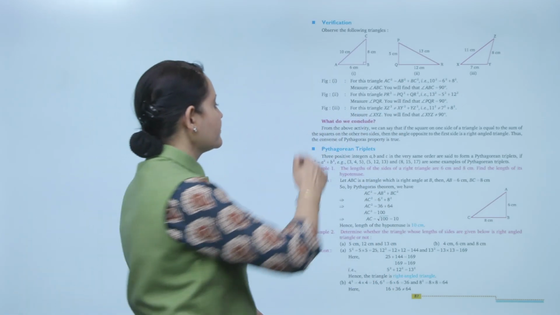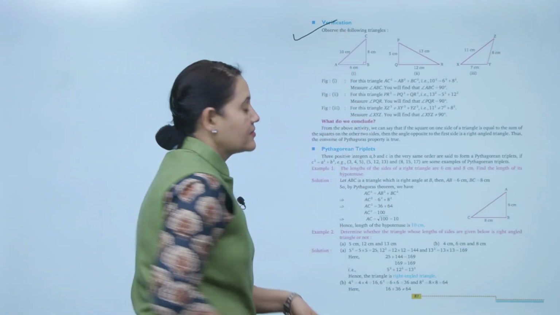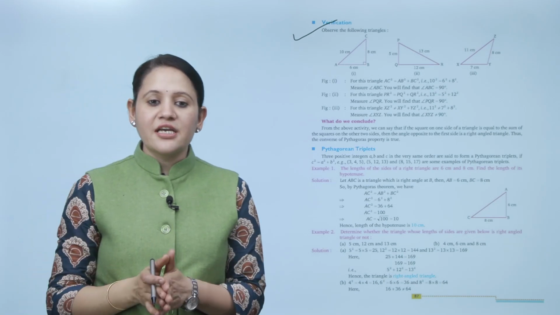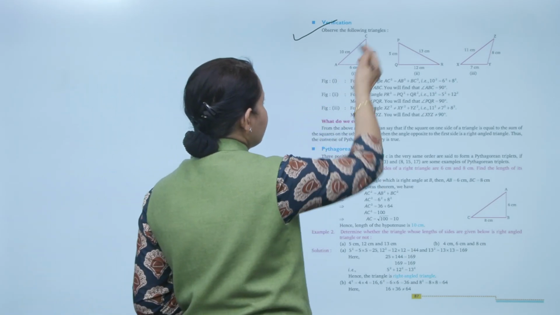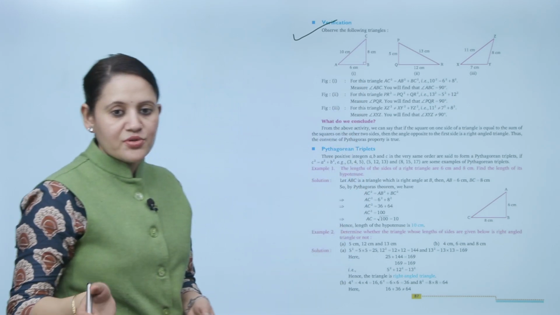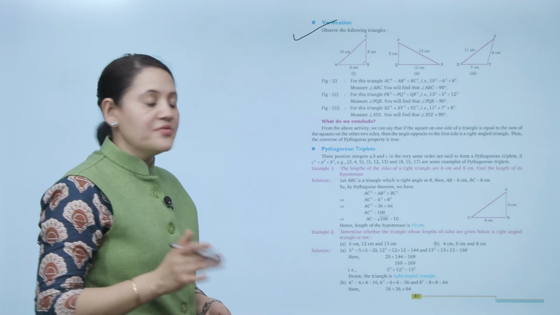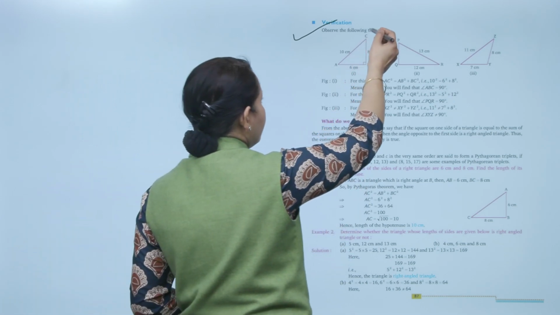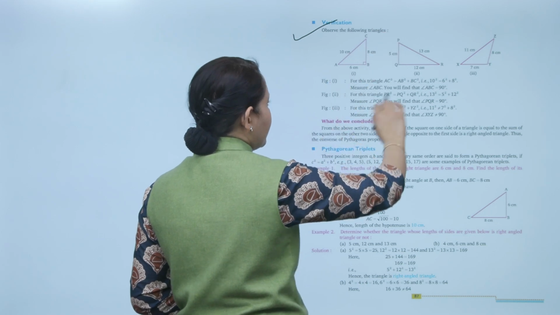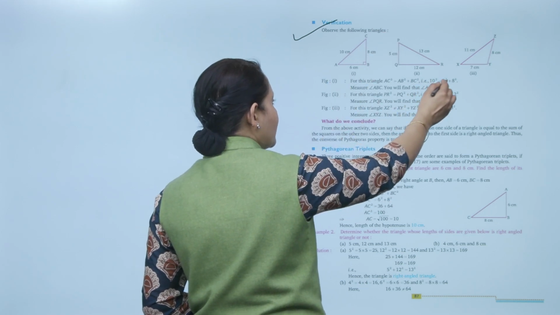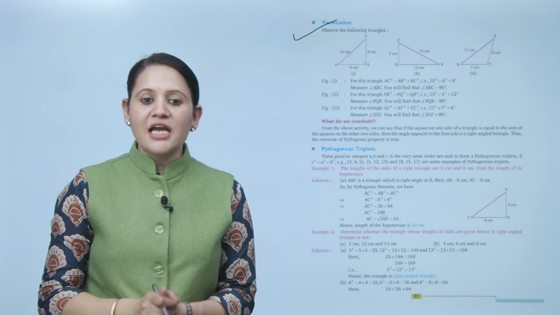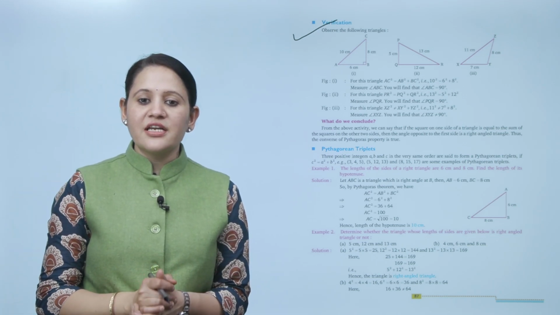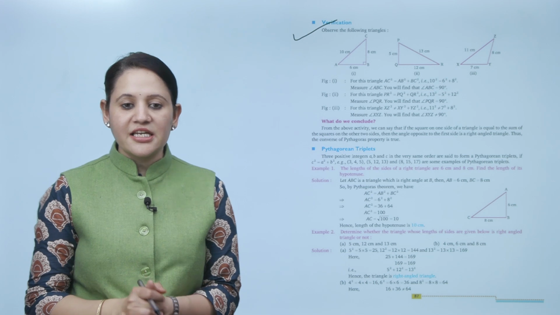Verification. Observe the following triangle. In the first figure, for the triangle, AC square, that is the hypotenuse, the side opposite to the right angle, equals BC square plus AB square, means 10 square equals 6 square plus 8 square. Clear? So, to measure angle ABC, you will find that angle ABC is 90 degrees.